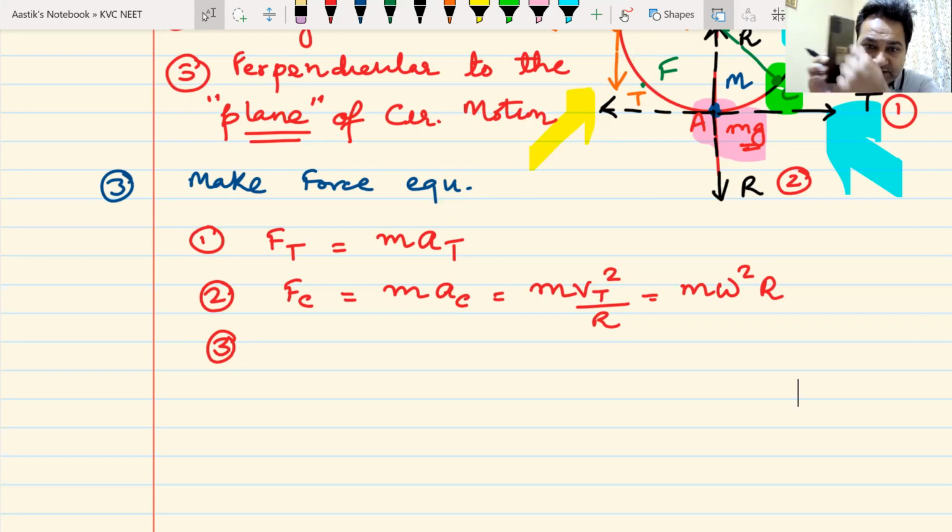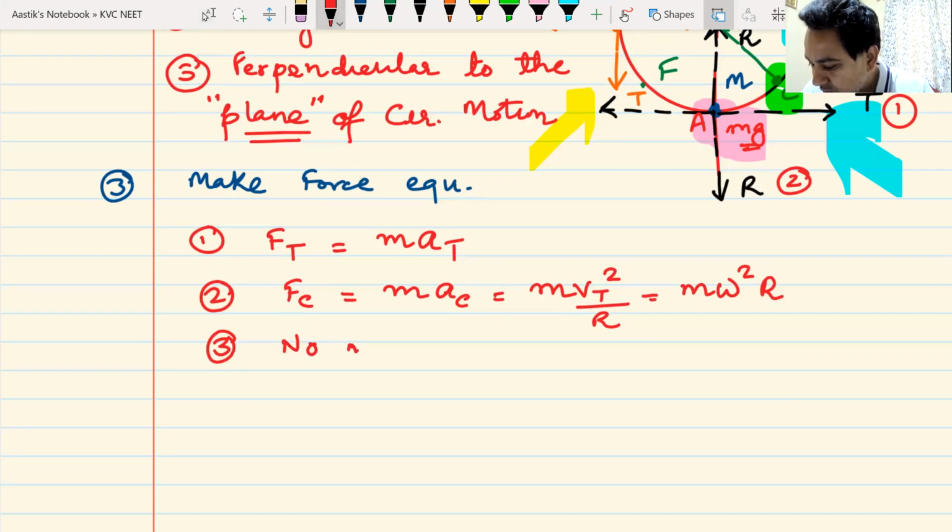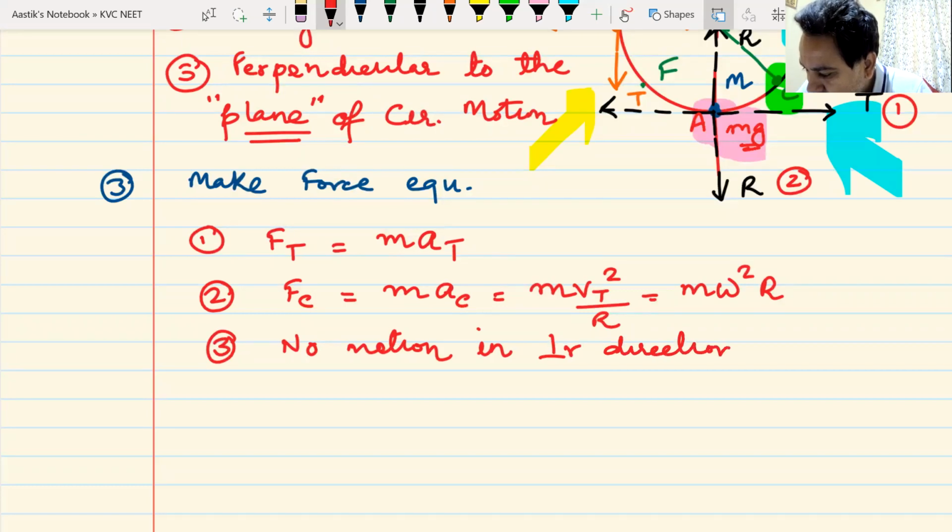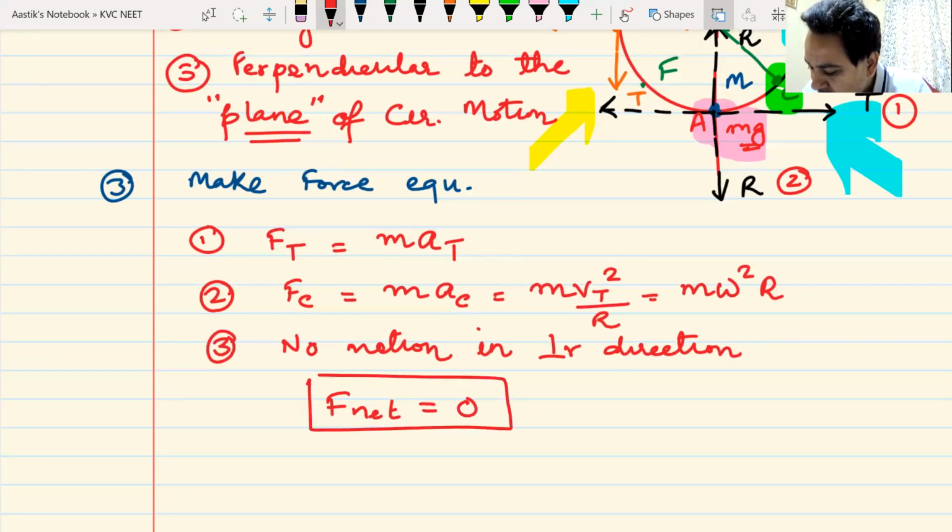It happens in this direction. It happens in this plane. Nothing happens in this direction. And therefore, no motion in perpendicular direction, and hence net force will always be equal to 0, or instead of writing it as net force, I can write it as F perpendicular will be equal to 0.